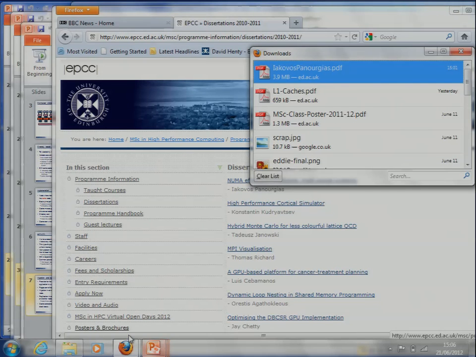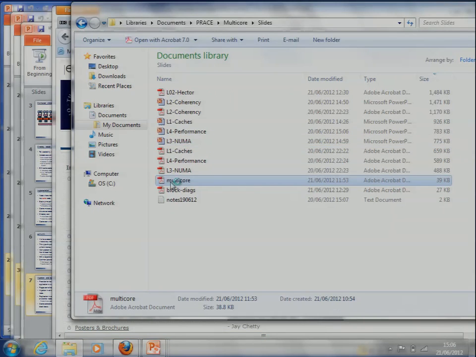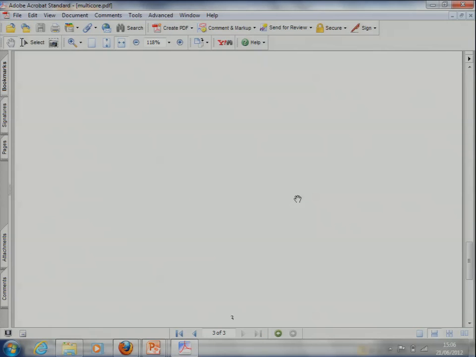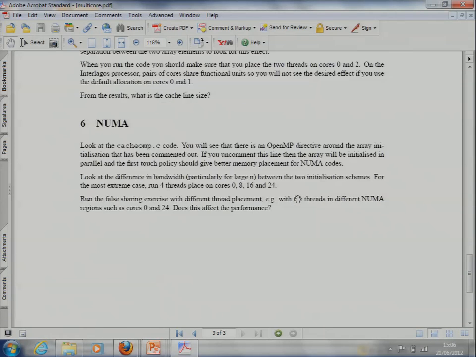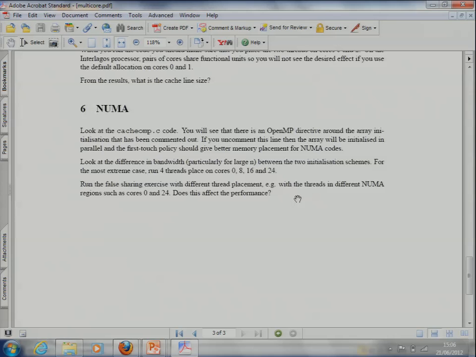The exercise which you have is basically to take the cache OMP code and do a NUMA-aware initialization. I've left the directive in there, it's just uncommenting a directive. For example, you could look at the extreme case where you run 4 threads on cores 0, 8, 16, and 24. On the Interlagos, cores 0, 8, 16, and 24 are all in different NUMA regions. So you'd expect that a NUMA-aware versus a serial data allocation would have a big effect.